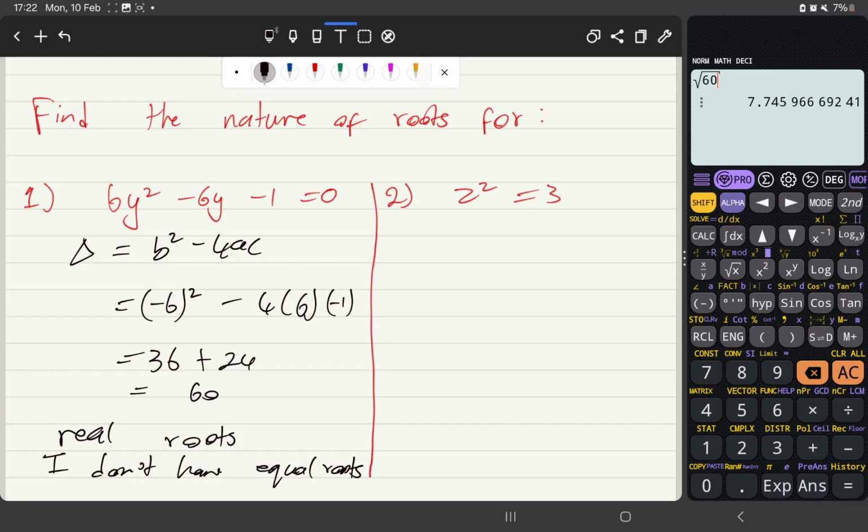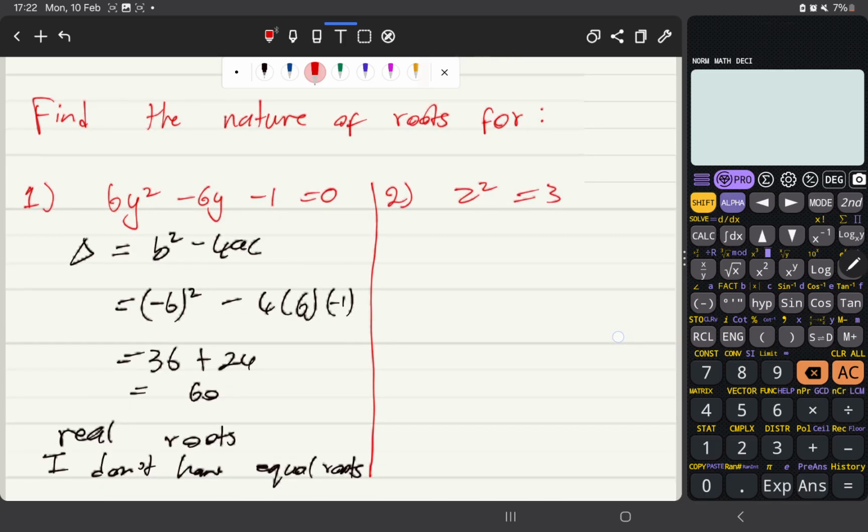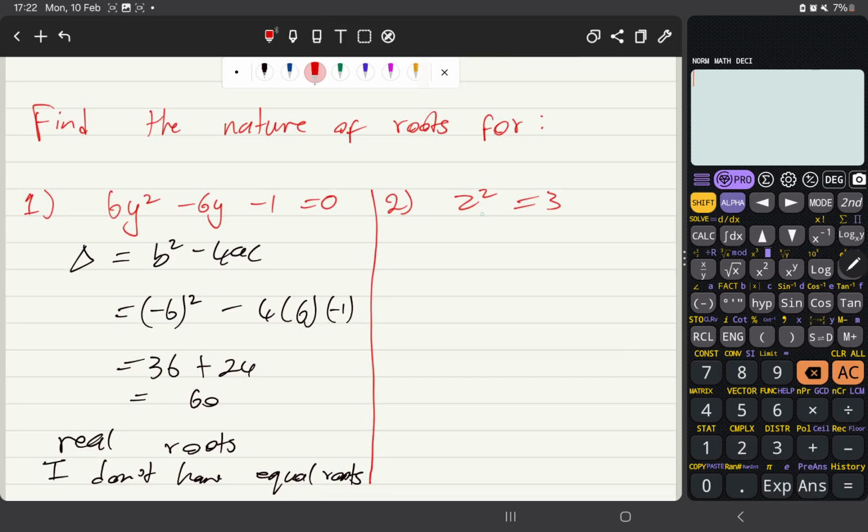Let's do the second one. This one is quite interesting in a sense that we don't have z, we only have z squared, and that's just it. Z squared minus 3. So let's find the nature of the roots in this case. A discriminant is defined by b squared minus 4ac. So what do I have? B squared. What is my b? B is 0.